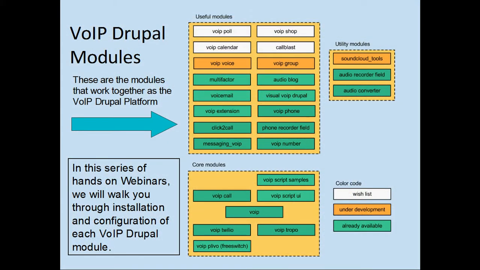These are the VoIP Drupal modules. The ones in the bottom are the core modules, the bottom orange rectangle. When you install VoIP Drupal, these modules will be installed. When you enable them, you will have core functionality immediately available on your site. It works right out of the box, no programming necessary.